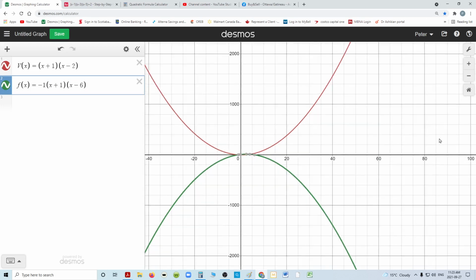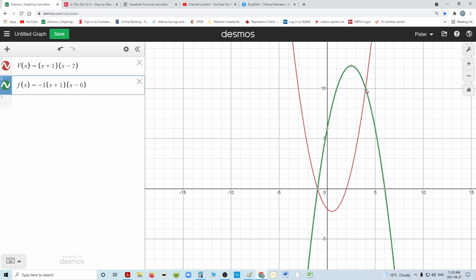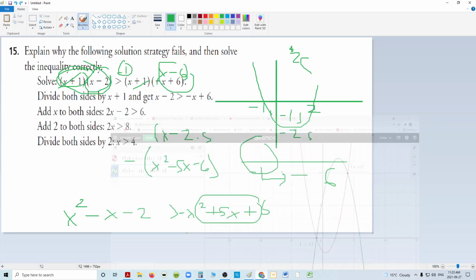Oh, and I'm going to zoom in. And there you go. So between those points, minus 1 and 4, the green graph is indeed above the red graph. Now you could solve that algebraically, but you'd have to expand it.